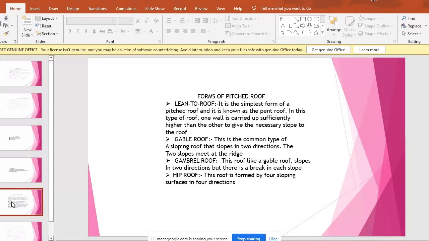Forms of pitched roof. Who can read for us? Brian?